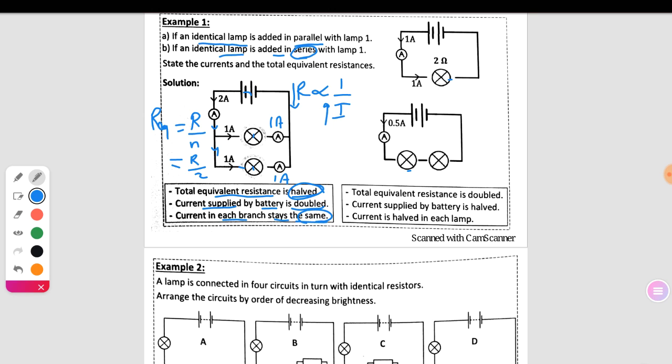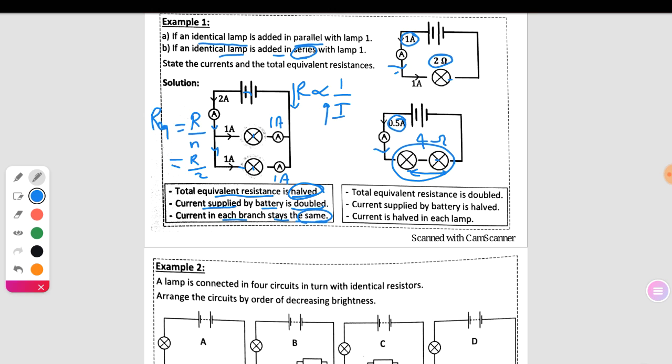If you have a battery that produces a current of 1 ampere passing through the ammeter, the 1 ampere reaches the lamp of resistance 2 ohm. If another battery produces a current of half ampere, the ammeter measures a current intensity of half ampere passing through 2 resistors connected in series. Each resistance is 2 ohm, so the equivalent resistance for the 2 resistors equals 4 ohm. The resistance becomes 4 ohm, so the resistance is doubled.